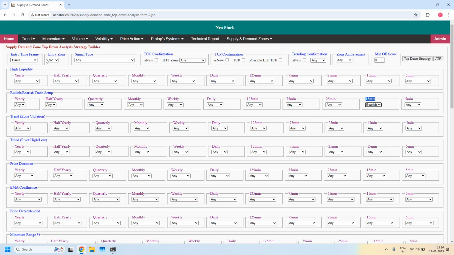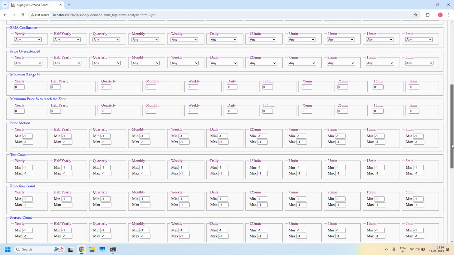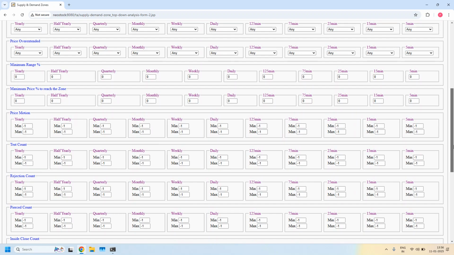Now we need to set 3 filters on 15 minutes supply zone. First filter, these 15 minute supply zones should not be pierced. So that's why in the pierced count parameter, at 15 minutes time frame, I am setting minimum value 0, maximum value 0. That means we are filtering the stocks not having pierced zones.